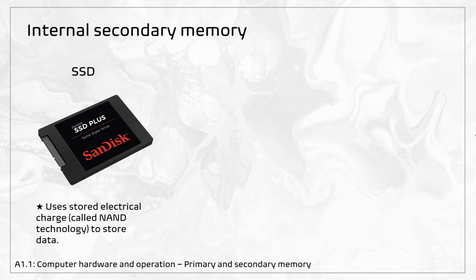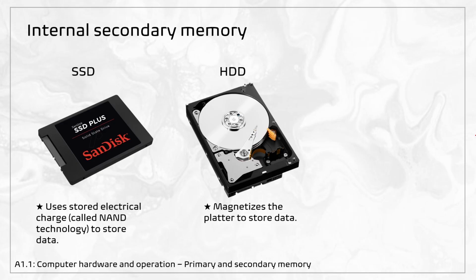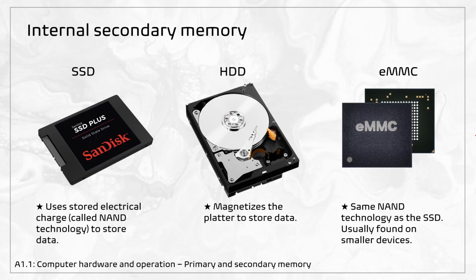First is a solid-state drive, or SSD, which uses stored electrical charge to store data. Next is a hard drive, or HDD, which uses a magnetic spindle to magnetize certain parts of the rotating disk. Both SSDs and HDDs are commonly found in computers, and while hard drives usually can store more than SSDs, due to their mechanical nature, they're usually slower and more prone to damage. Lastly, mostly found in handheld devices are eMMCs, which use similar technology as the SSD with the electrical charge.